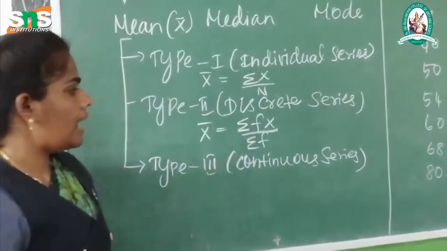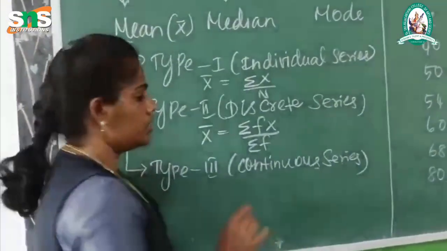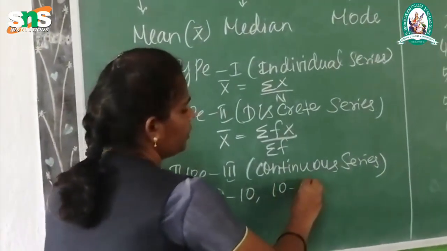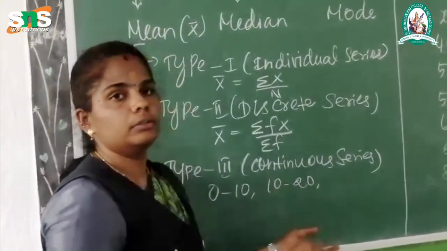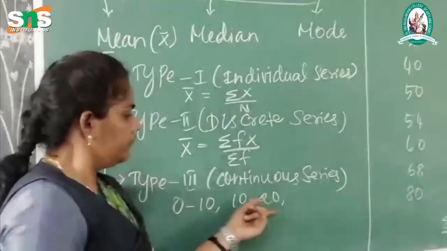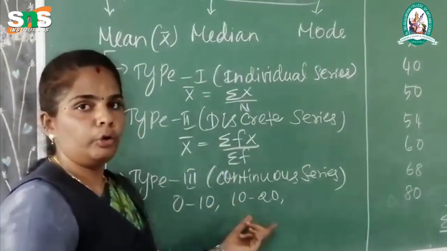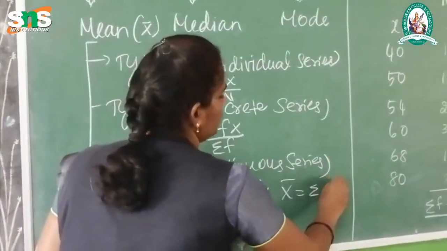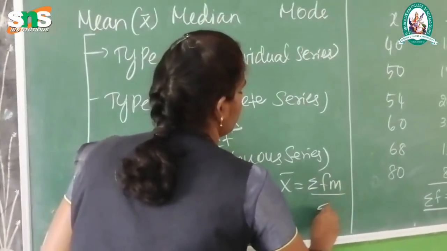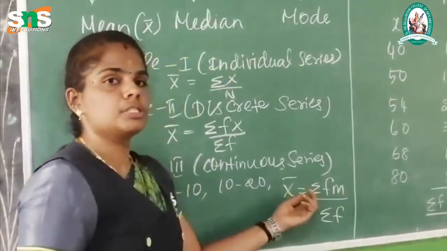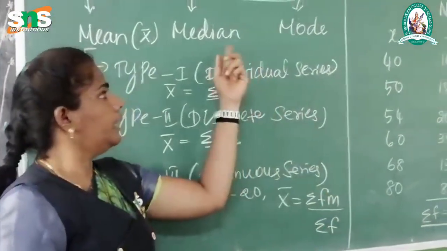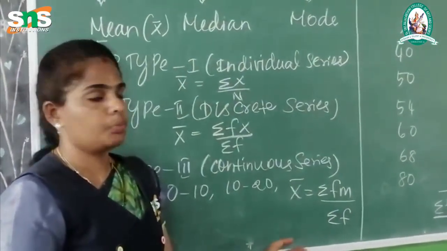My last type is continuous series. In continuous series, the data will be in the form of intervals. For example, 0 to 10, 10 to 20, 20 to 30, like that. So in that, we can calculate the middle value of this interval. The corresponding formula is x bar is equal to summation fm by summation f. Here also f denotes the frequency and m is the middle value. Median and mode will be carried out in our next video.